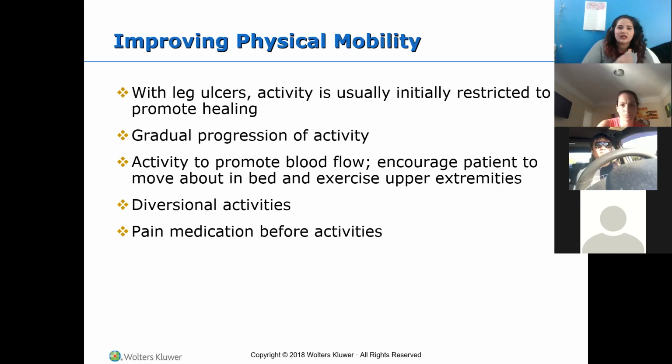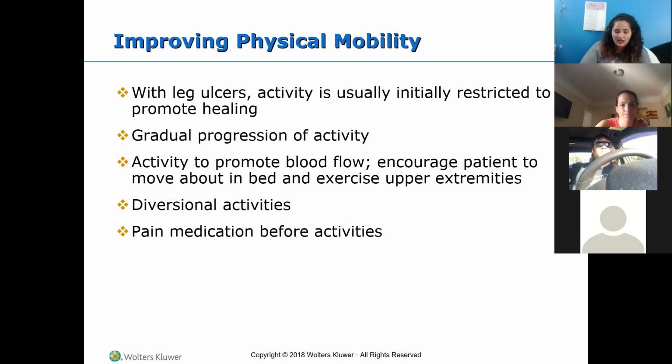Improving physical mobility. With leg ulcers, activity is usually initially restricted to promote healing. You gradually progress activity. Activities promote blood flow. Encourage the patient to move about in bed and exercise upper extremities. Diversional activities and pain medication before activities.